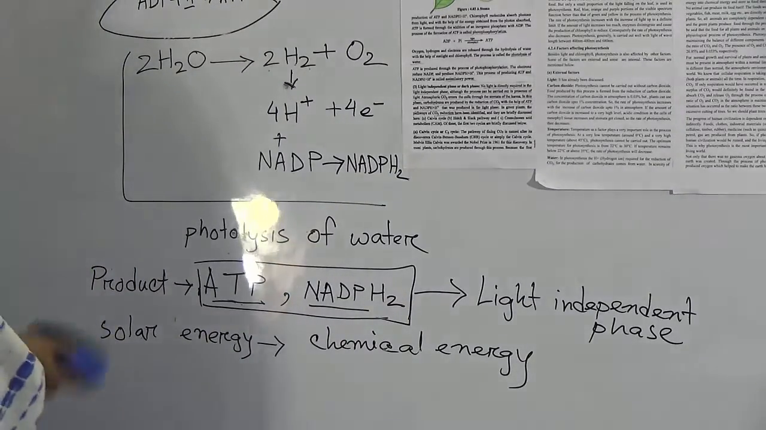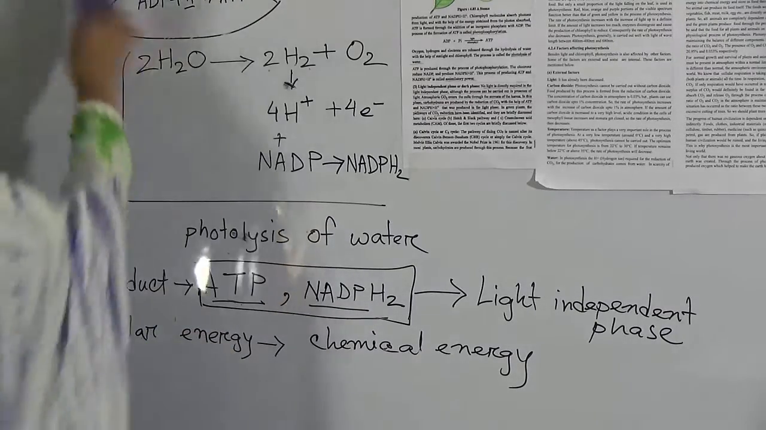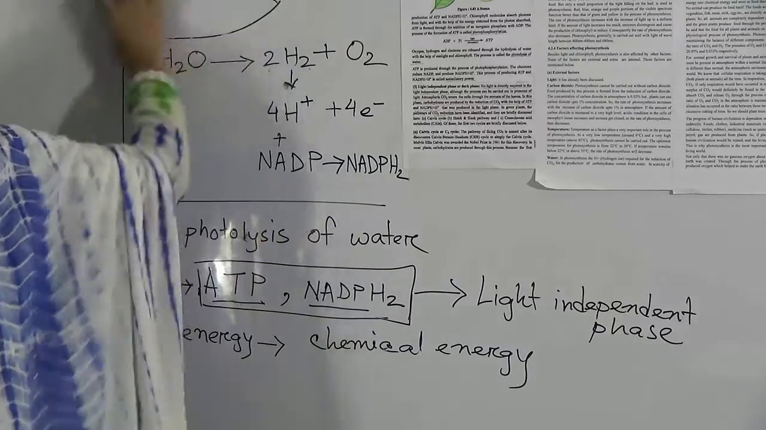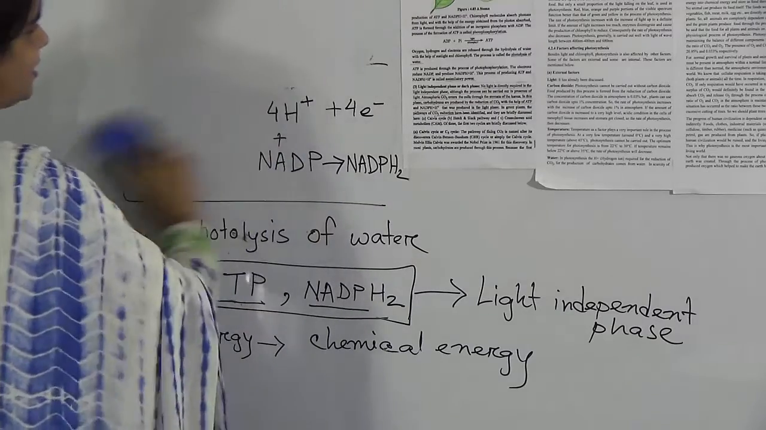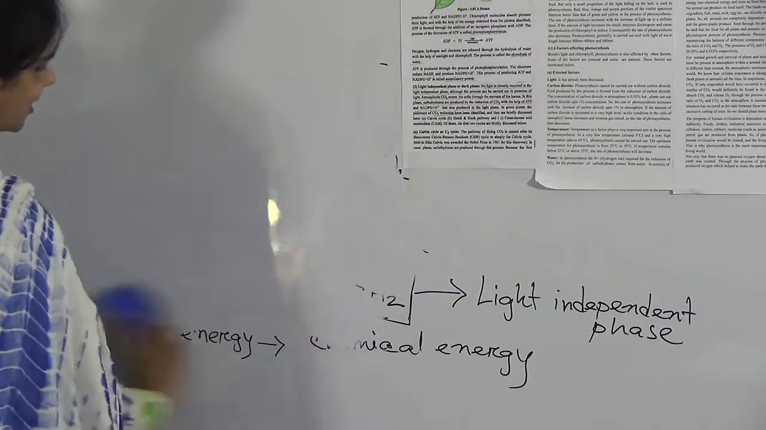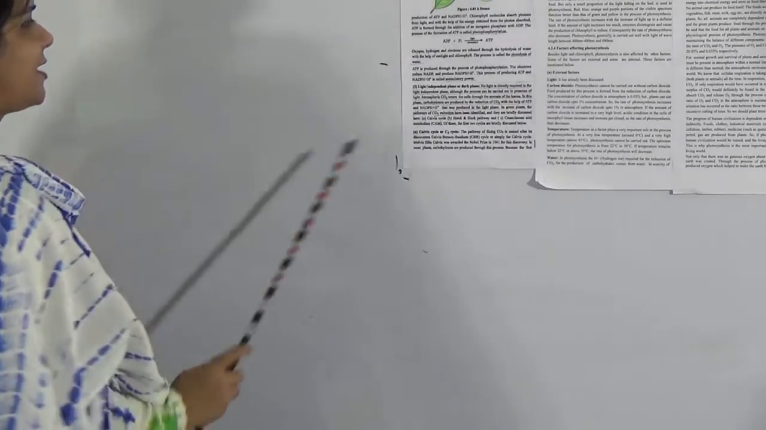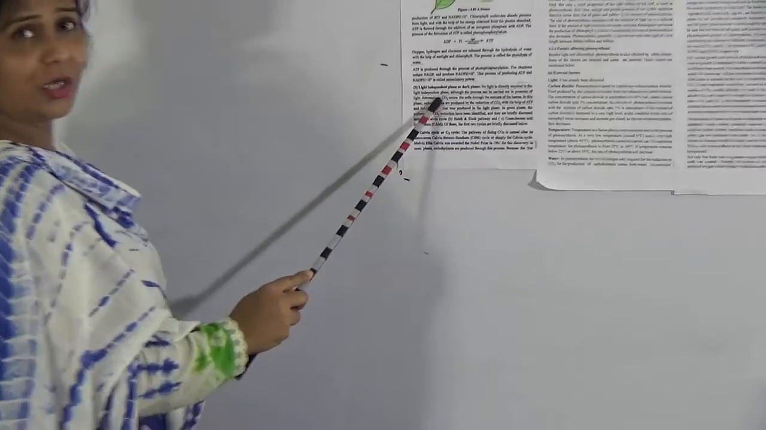That means only solar energy turns into chemical energy, but we know the aim of photosynthesis is to make carbohydrate. In this phase we do not see any carbohydrate being made. So we have to enter the light independent phase, or dark phase.